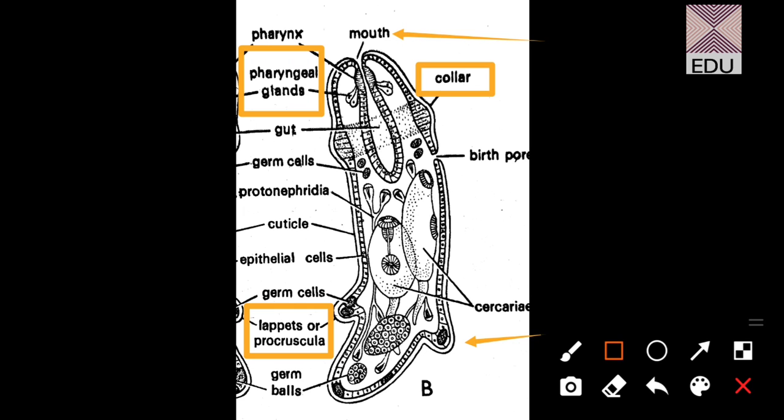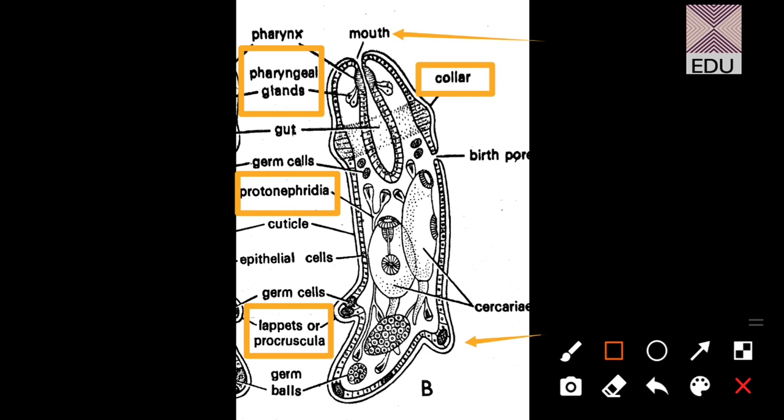So all the flame cells, they open out by the same excretory pore. So this is a very, very important thing, and it is very close to Fasciola hepatica. So it has got protonephridia. So here you can see the presence of the protonephridia.